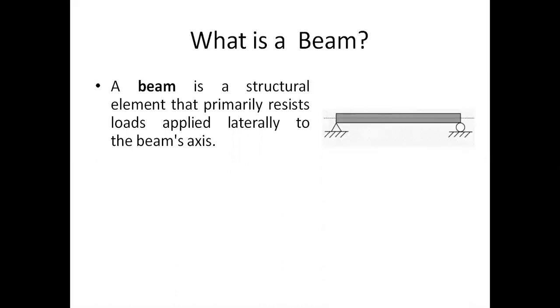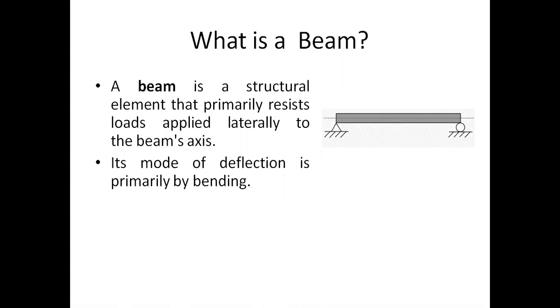For example, if you take this, this is a beam. The axis is like this. When we apply a load laterally like this, then it is supposed to resist that load. Then only can we put some load on this. If it bends, then it is a failure. So our aim is not to bend. So without bending, we have to take care while designing.